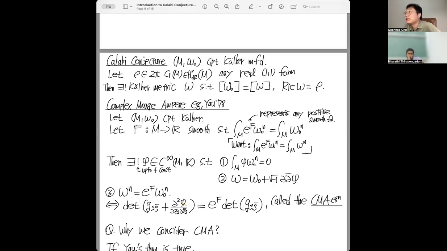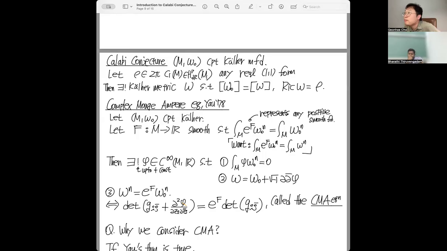The setting is a compact Kähler manifold. So we already have a Kähler metric, so that it makes sense to talk about the first Chern class. The first Chern class is the one representative, so just an element of the second de Rham cohomology class. Then let's choose arbitrarily a real (1,1)-form from this class. Then what we'd like to find is the Kähler metric that exactly recovers this rho as the Ricci form of omega.